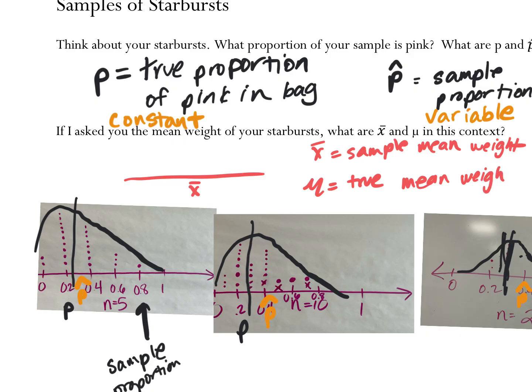How many true mean weights to the bag were there? Exactly 1. The number we know is the variable. And again, that can feel a little bit weird.